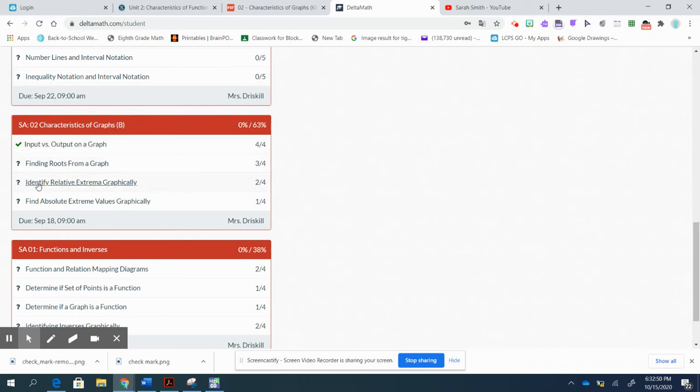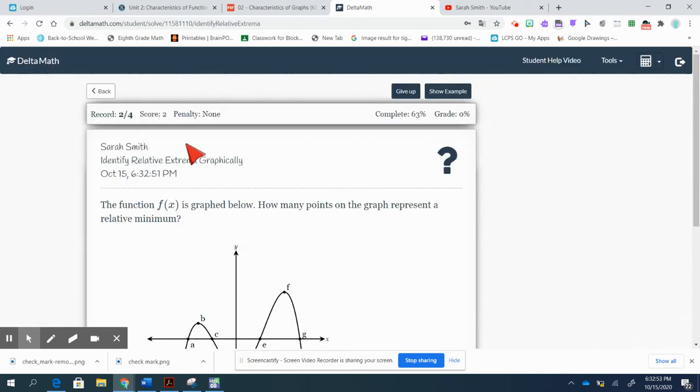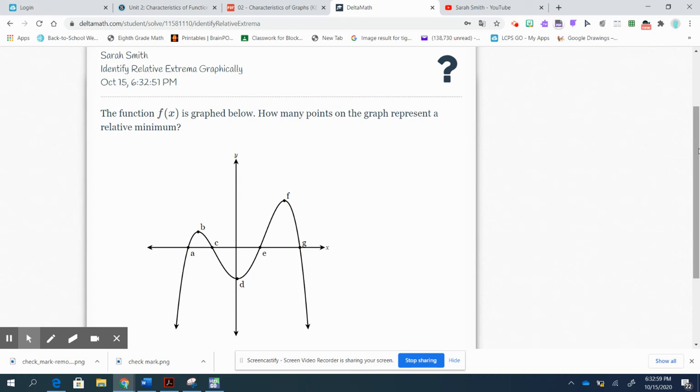All right, so next we have identify relative extrema graphically. So those are our relative minimum and relative maximum. The function f of x is graphed below. How many points on the graph represent a relative minimum? So these do not count. This is not a relative minimum, but we are looking for the turning point. So this would be a relative max.